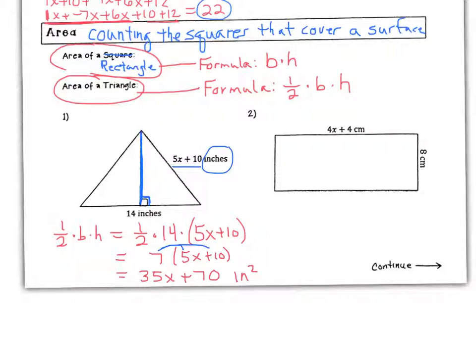Alright, number 2. This time the shape is a rectangle, so I use the rectangle formula. I like to start with the formula first, so base times height. In this case, the base is 4x plus 4, and you put that together. That is one thing. It is the base. It all goes together. And here's your height. And now you just take that and distribute. And you will get 8 times 4x is 32x. And 8 times 4 is 32. And again, we're counting squares, but this time it's square centimeters. So you write square centimeters.